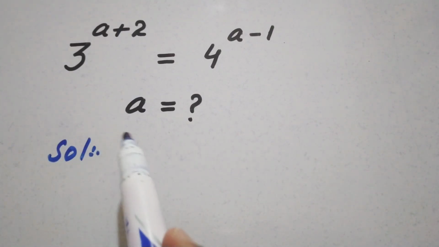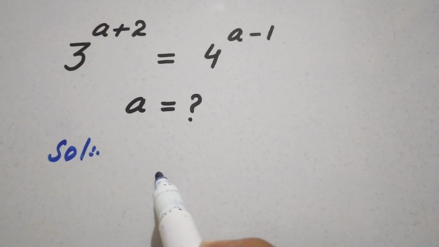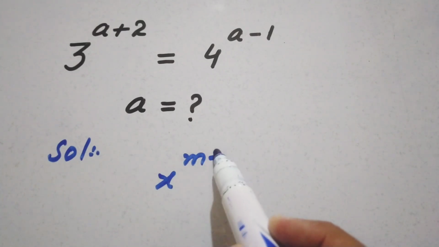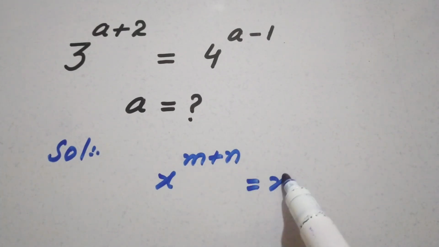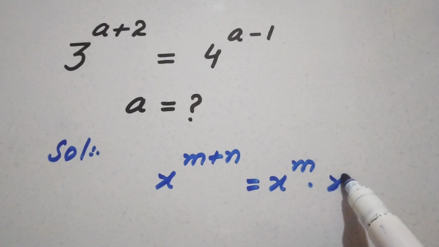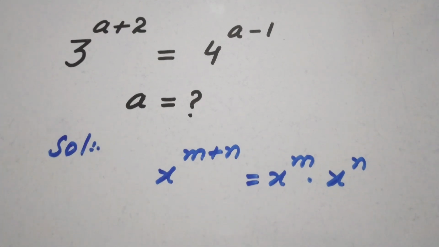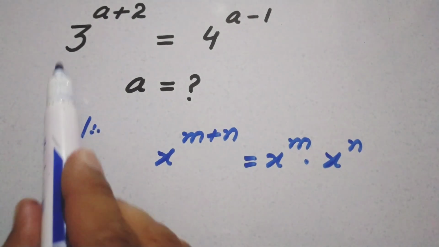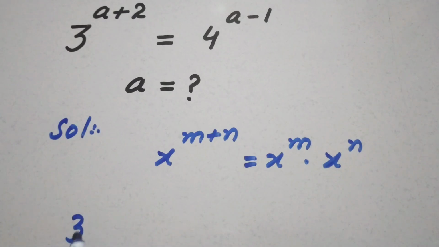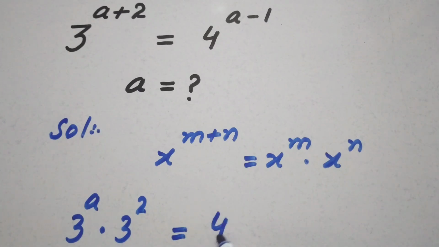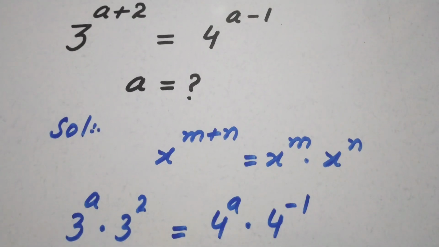From an algebraic identity, if we have x power m plus n, this is equal to x power m multiplied by x power n. Or we can say that when the bases are the same and multiplying each other, then their powers will be added. So applying this identity here, this will become 3 power a multiplied by 3 squared, which is equal to 4 power a multiplied by 4 power minus 1.